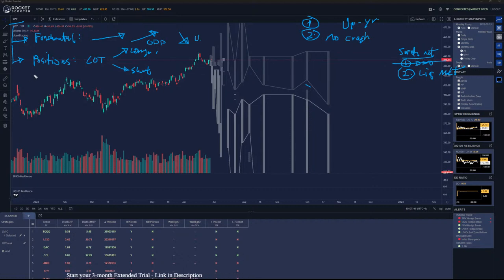Okay, number two, positions. Let's get some more granularity. Position prediction. Aha. Liquid markets do not crash. That's the crash safety net. Position prediction: what do we use for position prediction, everybody? Rocket scooter. Monthly map says the following.